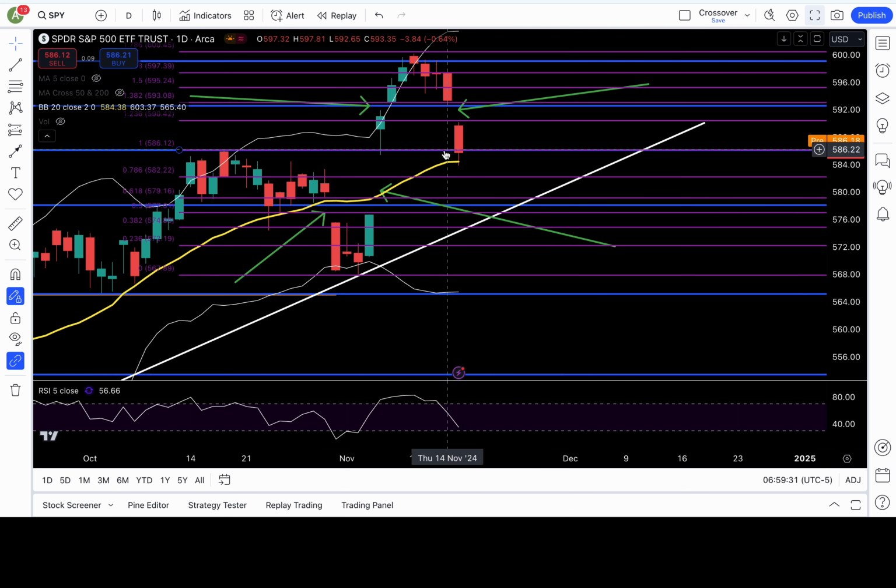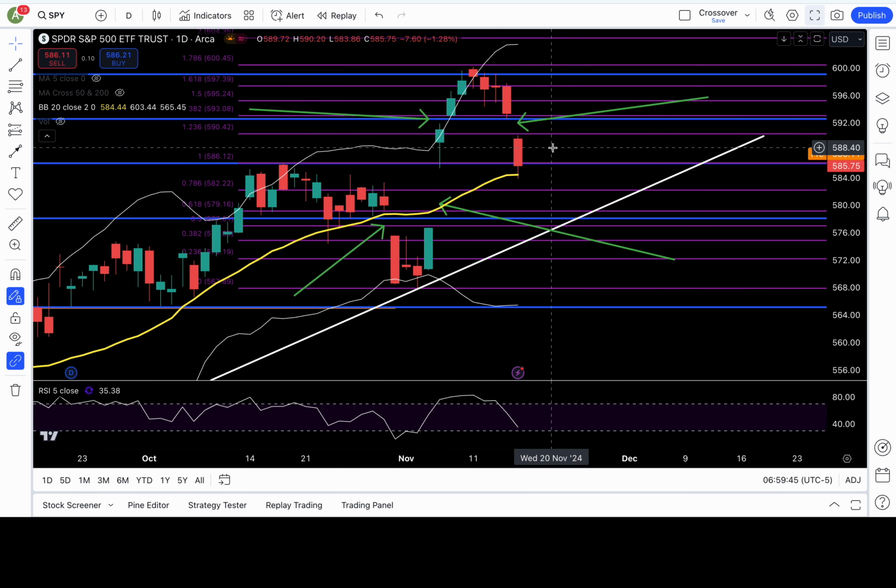We tested the 20 daily moving average. It did bounce. But I trust a bounce off a critical support level, like the 20-day moving average, when it can recapture some lost level, and I'm looking at that 586 level. Okay, and above 586, I have 587.5, that 589 level, and 591.